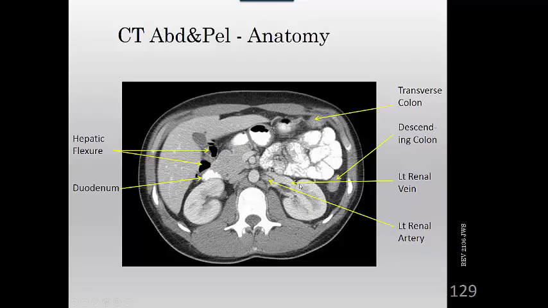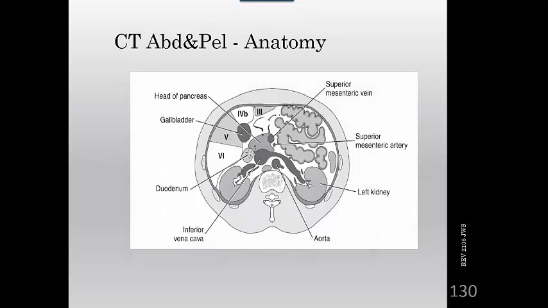Left renal vein, full of contrast. Here's the left renal artery coming in. Over here, the duodenum is right here coming at the bottom. It's about to connect over here to the jejunum and the ileum. The hepatic flexure is coming up below the liver. The hepatic is liver, and so there's a flexure.